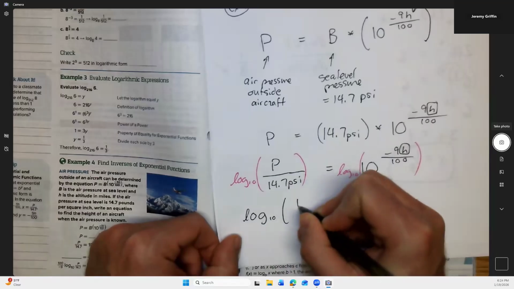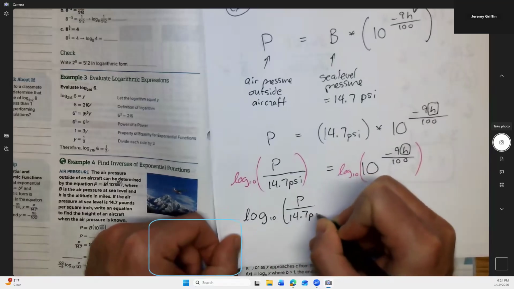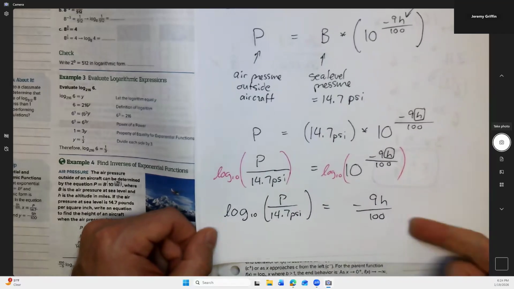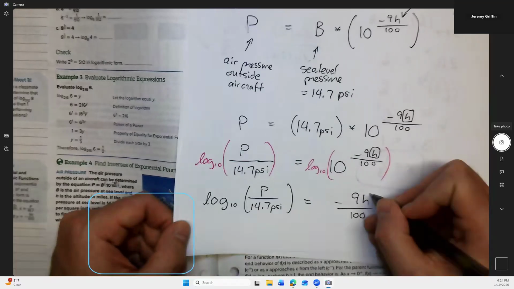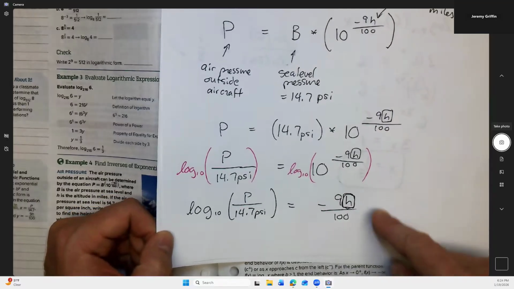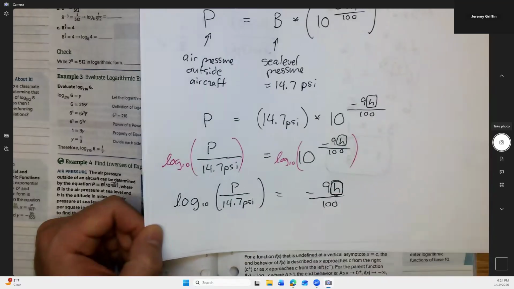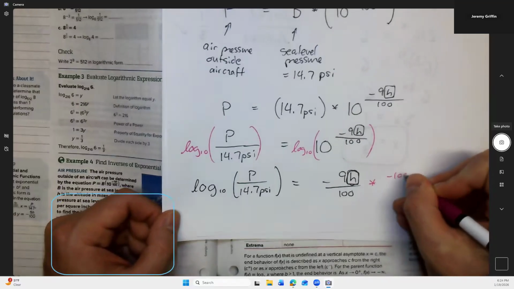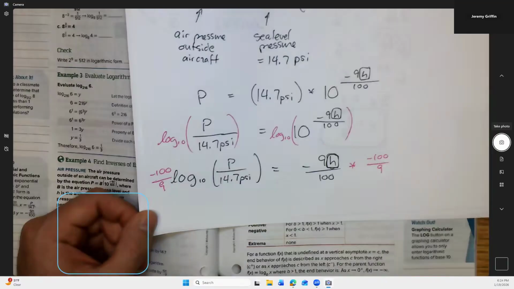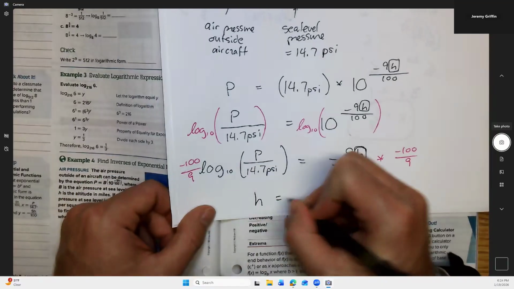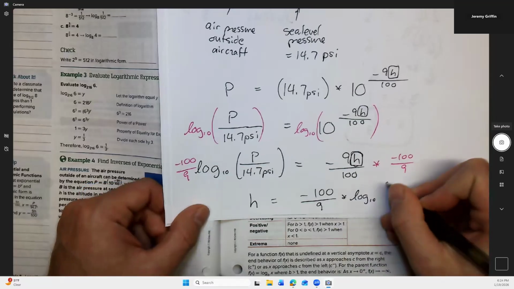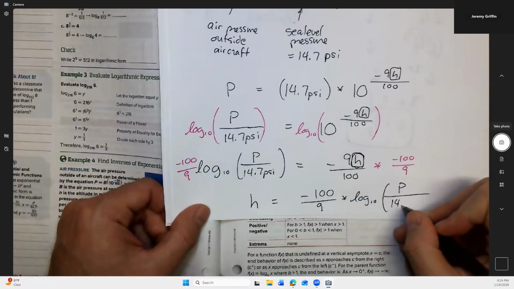So log base 10 of the outside pressure compared to sea level pressure is equal to negative 9H over 100, and it's no longer an exponent. It's just down here with everybody else. Which means now we can use regular algebra 1 rules to solve for H. I can multiply both sides by negative 100 over 9, and that gives me the answer. So H is equal to negative 100 over 9 times log base 10 of the outside pressure over 14.7 psi.